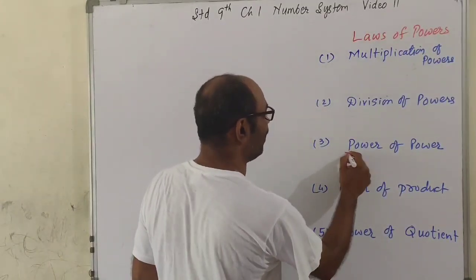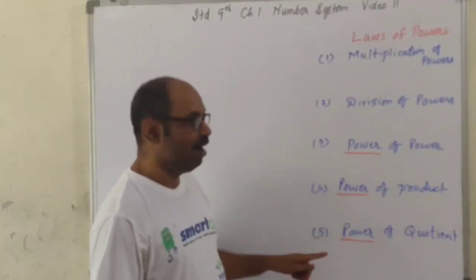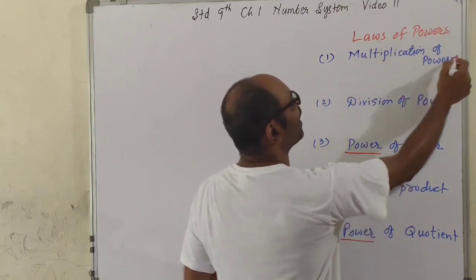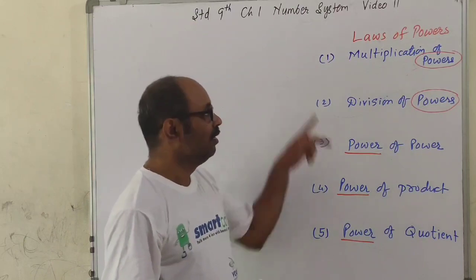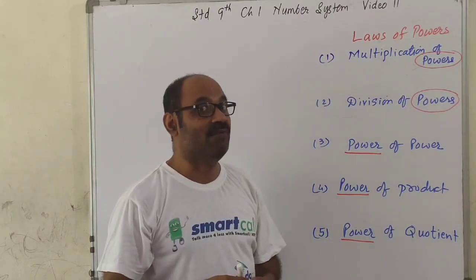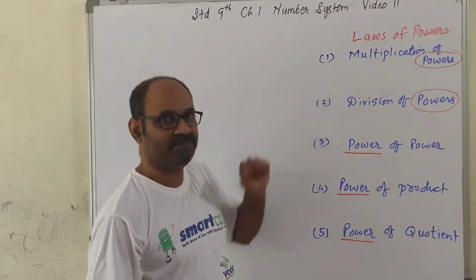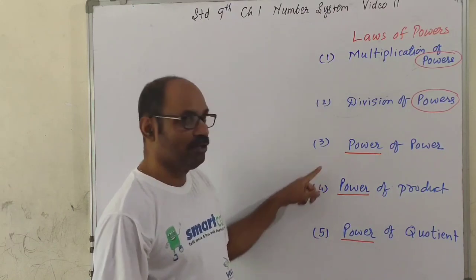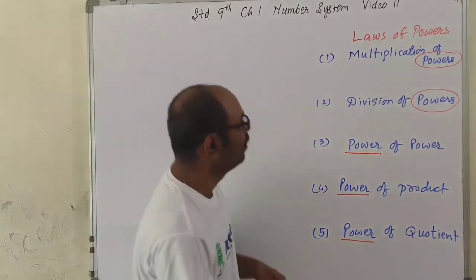In the last 3, there is a single power: power of power, power of product, power of quotient. And in the first two, multiplication and division of powers, there is more than one power. So whenever you have to deal with more than one power, you are going to apply the first 2 laws. And if you have to deal with a single power, you are going to use the last 3 laws. Let's see what the law is.